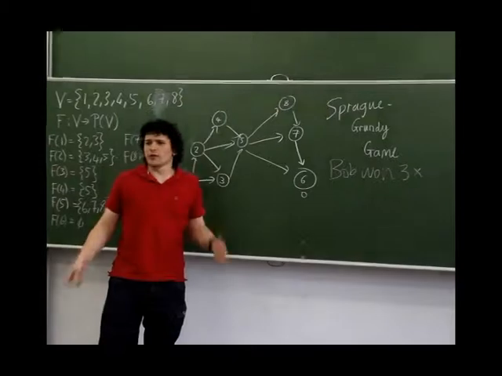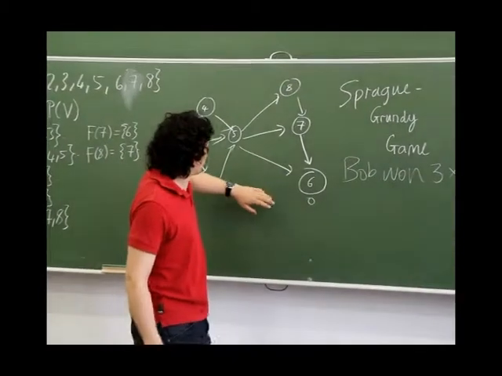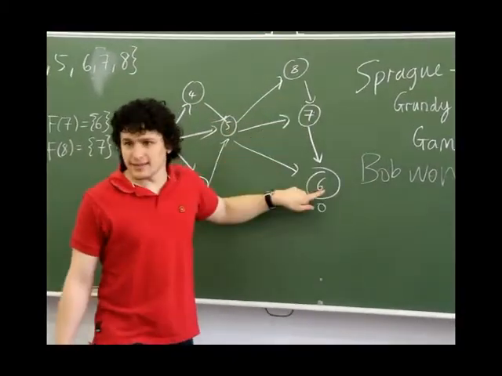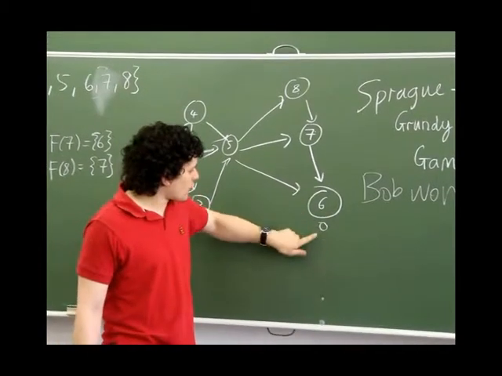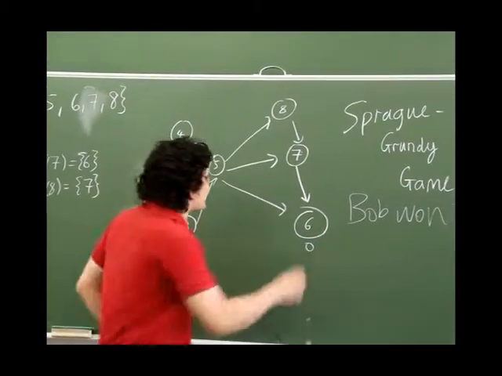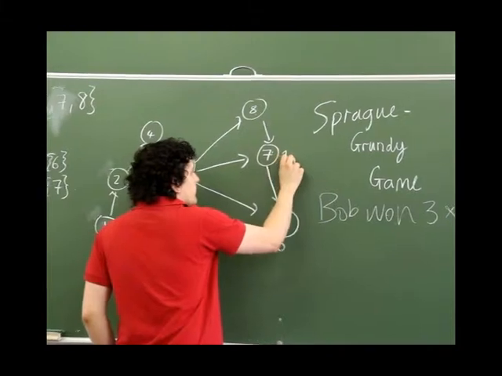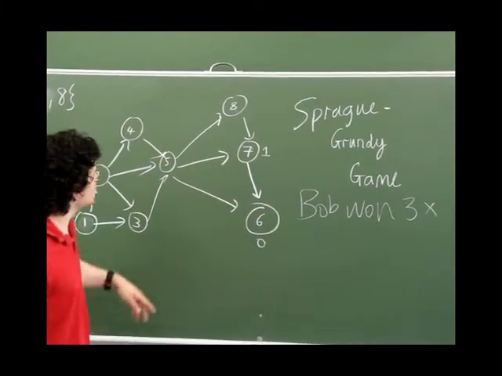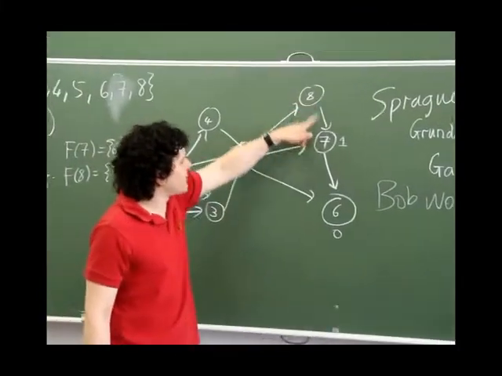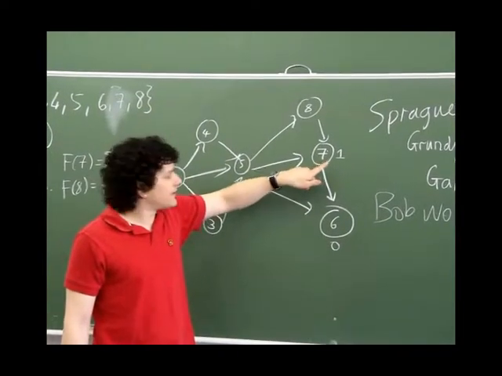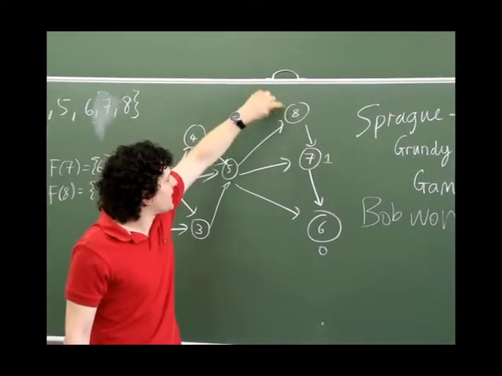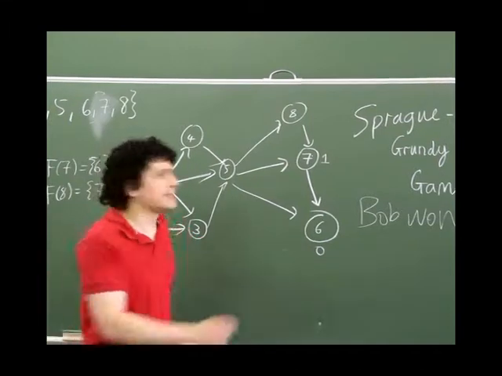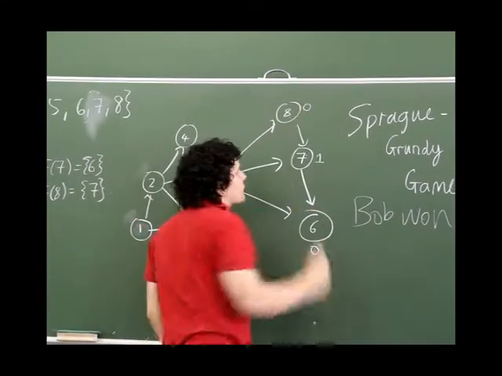Now before I even tell you what this number is, I'm just going to compute it for this graph. 7's only neighbor is 6. Okay, 6 already has a 0, so 7 has to have a 1. Alright? 8's only neighbor is 7. 7 has a 1, but none of 8's neighbors have a 0, so 8 is going to give a 0.